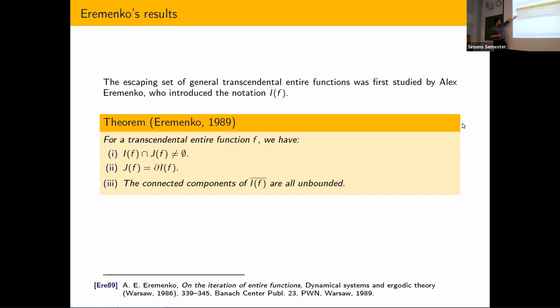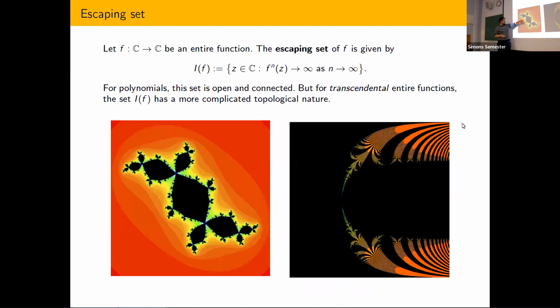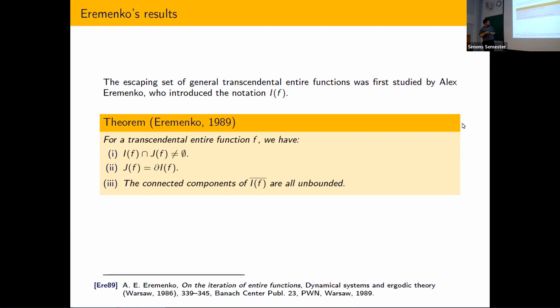This other property, that the Julia set is the boundary of the escaping set, if we compare, is true in both cases, on the polynomial side and on the transcendental side. In the polynomial case, the boundary of the filled-in Julia set is the boundary of the escaping set, and this is true also in the transcendental case. And then the third property that he proved is that when you look at the closure of the escaping set, all the connected components of this set are unbounded.